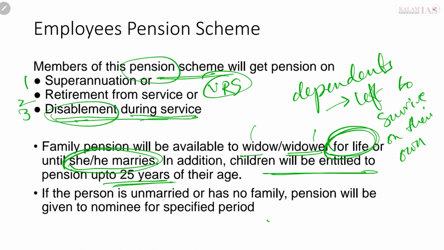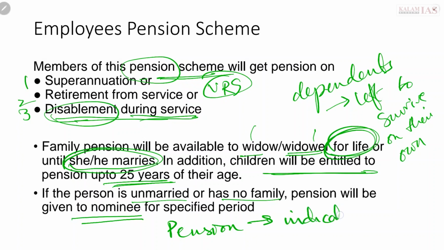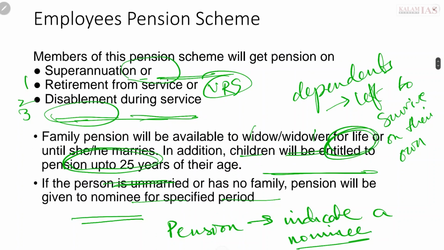If the person is unmarried or has no family, pension will be given to nominee for the specified period. When you sign up for the pension scheme, you have to indicate a nominee. So this nominee will get the benefits for specified period as it is notified by the government.